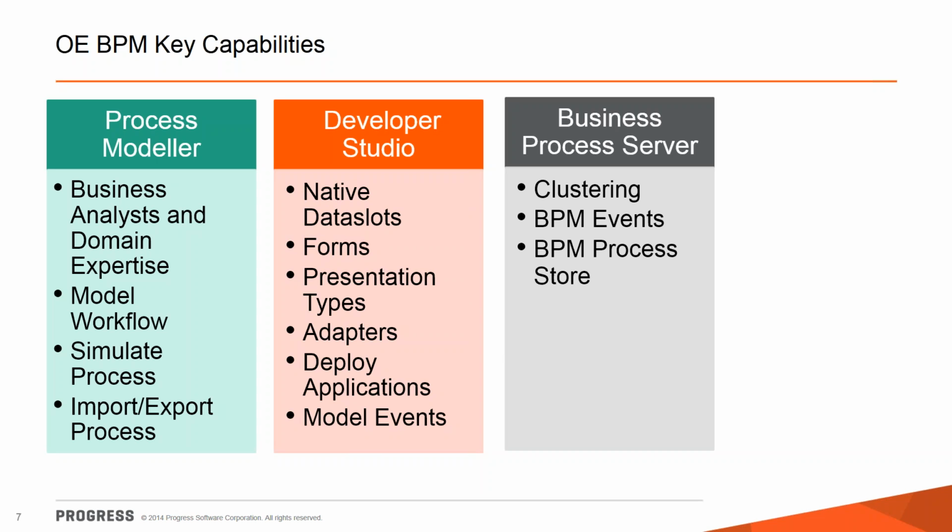Coming to the business process server, one of the key capabilities is clustering. If you want to keep your server alive across all the time, we have a feature called clustering. And then the BPM events are there. These are sometimes the rules which, once we model them in the BPM server, are called BPM events. These are native rules for BPM. We have a BPM events module in the BPM server which gets triggered when the particular rule gets executed.